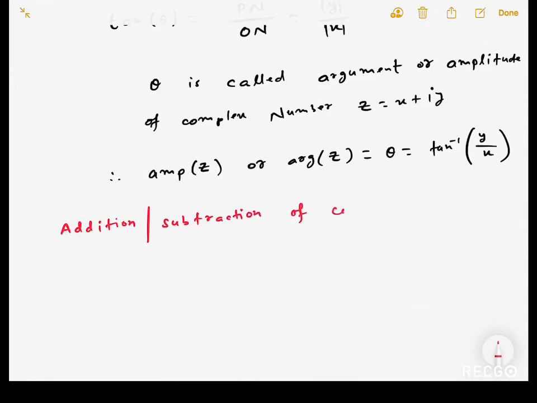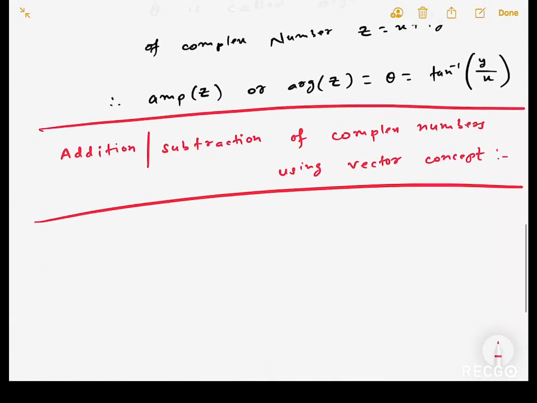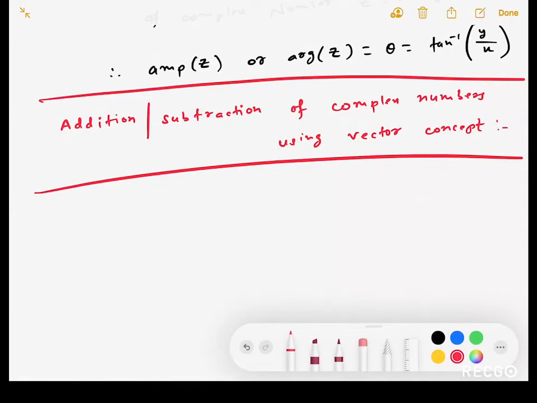Now, addition or subtraction of complex numbers using the geometry of complex numbers, or you can say using the vector concept. So how can we understand that? What does it mean by z1 plus z2 in the complex plane?